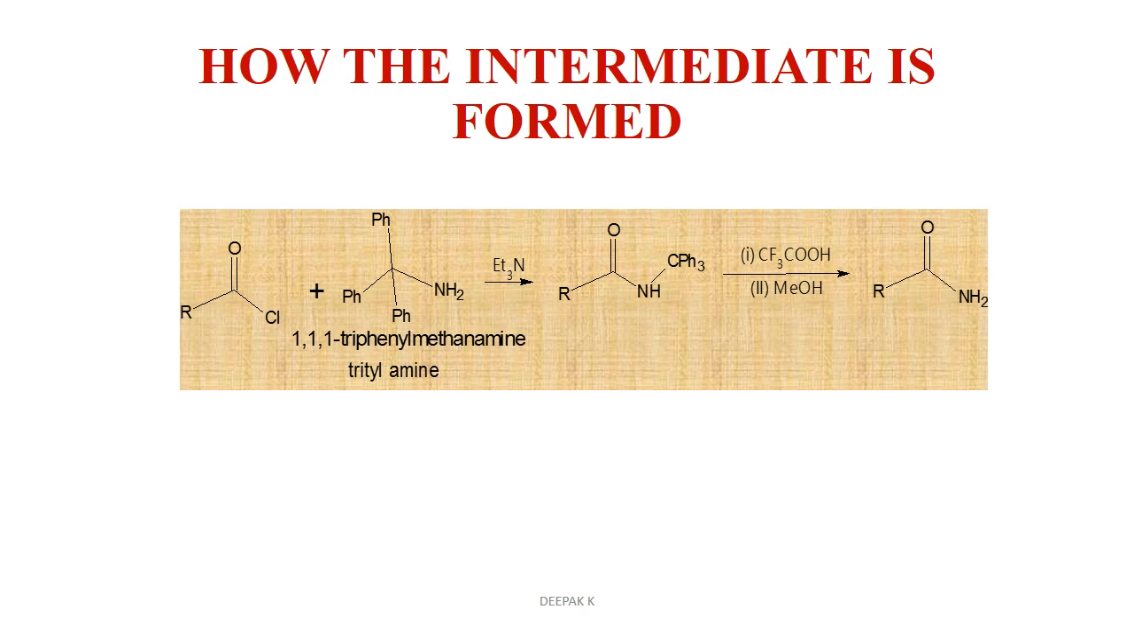And then in the next stage, you are adding trifluoroacetic acid and methanol there. So acetic acid is an acid, right? It's a strong acid, that we are using trifluoroacetic acid. To increase the strength of acetic acid, we are introducing fluoro groups, electronegative groups. Okay, so in that case, it will provide the H plus, and that H plus will be taken by nitrogen, because nitrogen has a lone pair. So NH will be converted to NH2, and that CPh3 group will be released. So this is the way to prepare the intermediate.